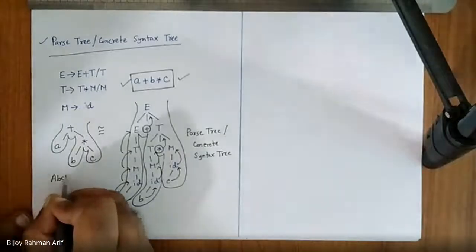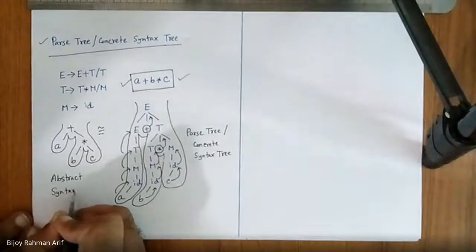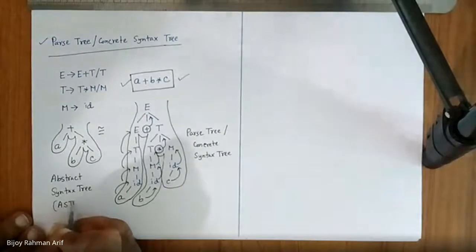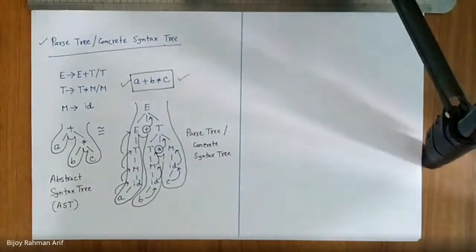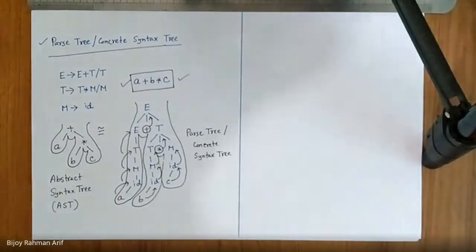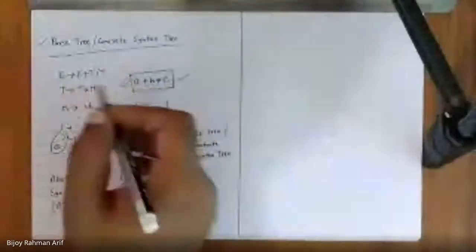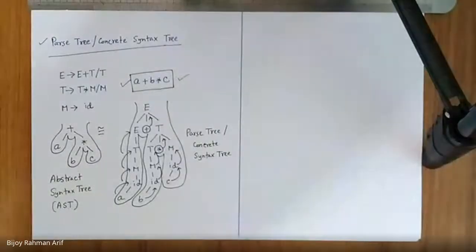This is nothing but abstract syntax tree, or AST. Okay, so this is the difference between parse tree or concrete syntax tree and the abstract syntax tree. Is it clear to you? Yes, sir. Now, if this grammar has been given, how can you convert any parse tree to abstract syntax tree? What would be the procedure? How can you convert this to this?